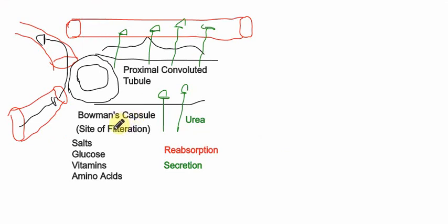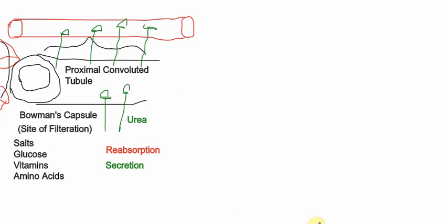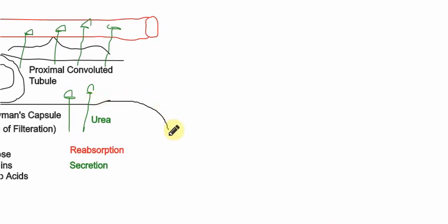So we had Bowman's capsule, which was filtration, the proximal convoluted tubule, which is areas of reabsorption and secretion. And next we move on to a loop of Henle.